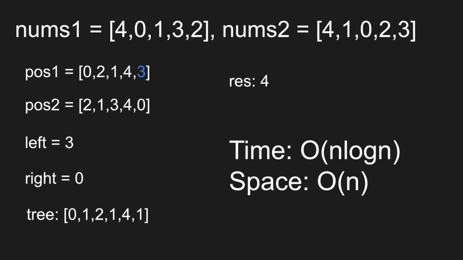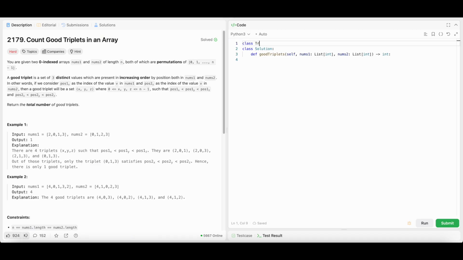So now let's get to the coding part. Alright, so first we'll set up the tree class. So constructor will have size in it, so self.size, and self.tree will be [0] times size plus 1.